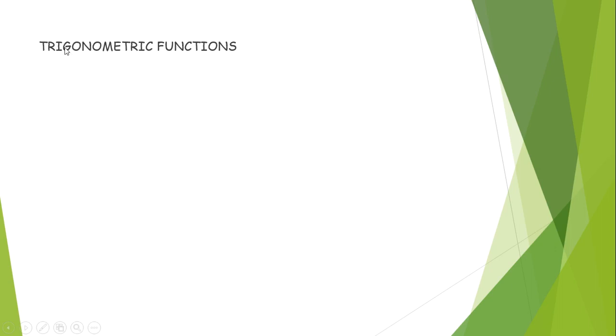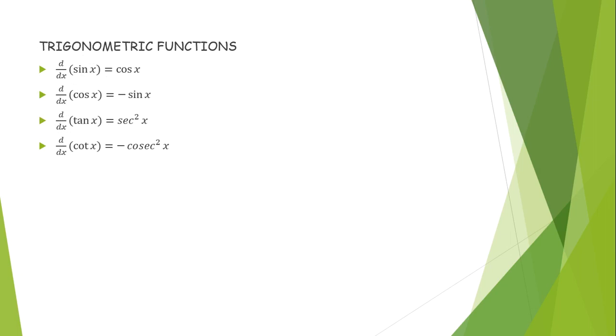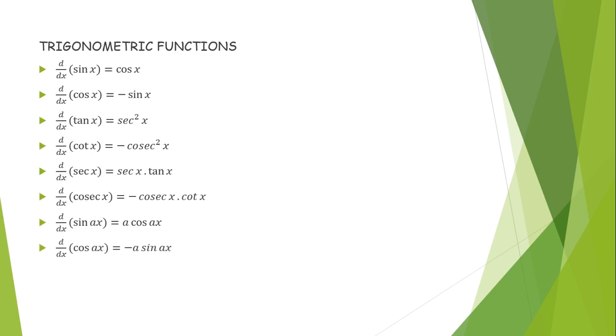Now come to trigonometric functions. d by dx of sin x equals cos x. d by dx of cos x equals minus sin x. d by dx of tan x equals sec square x. d by dx of cot x equals minus cosec square x. d by dx of sec x equals sec x into tan x. d by dx of cosec x equals minus cosec x into cot x. d by dx of sin ax equals a cos ax. Here a is a constant, and d by dx of cos ax equals minus a sin ax.